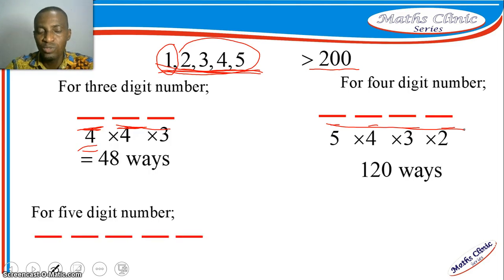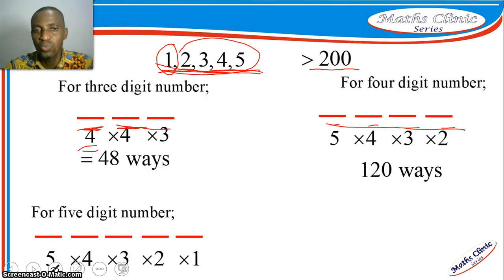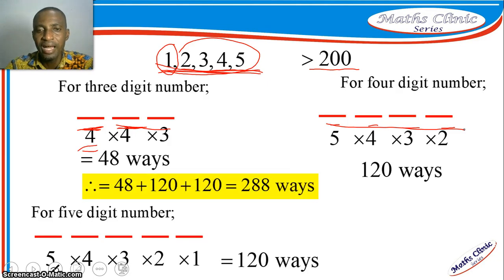Now the next one, which of course is also very easy: if I have a 5-digit number to form out of 5 numbers, I'll get 5 permutation 5, which is 5 times 4 times 3 times 2 times 1. So when I put all these parts together, I get 288 ways. I hope it makes sense. If I want to do this with the formula, I'll just say the first one will give me 4 times 4 permutation 2. Let me explain that further.